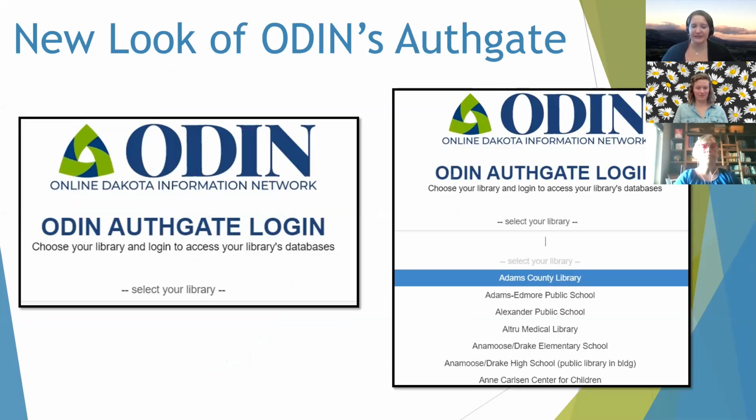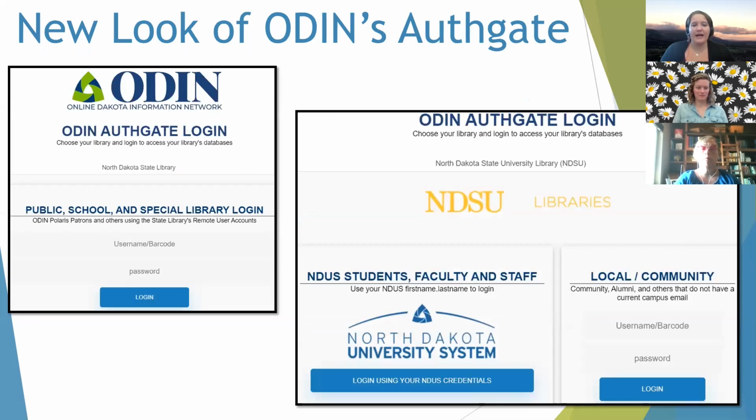There are still a few glitches in it, such as you might have to log in twice, but ODIN is aware of these glitches and is working on them. So the picture on the left-hand side is what you'll get when you go through the ODIN Authgate. The picture on the right-hand side is where you'll pick your library. And then the picture on the left-hand side is where you'd put in that remote access code for your public school or special library login.